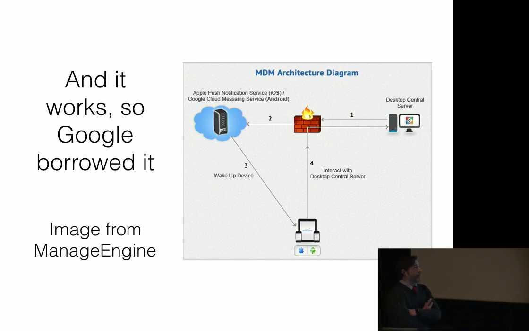This is a screen from Manage Engine, which is a cross-platform MDM solution. And here they've got Google Cloud messaging service working in much the same way APNs does.